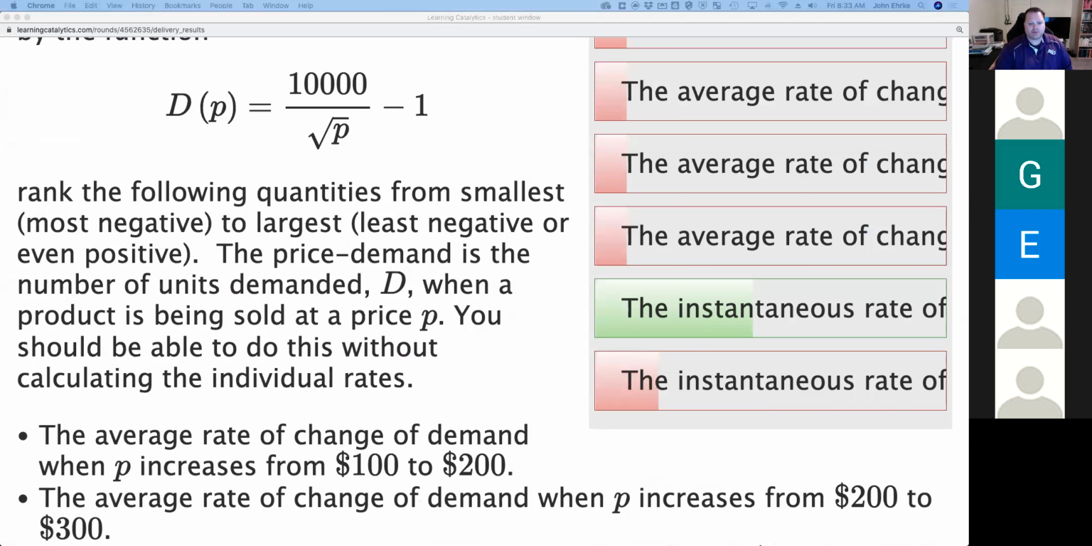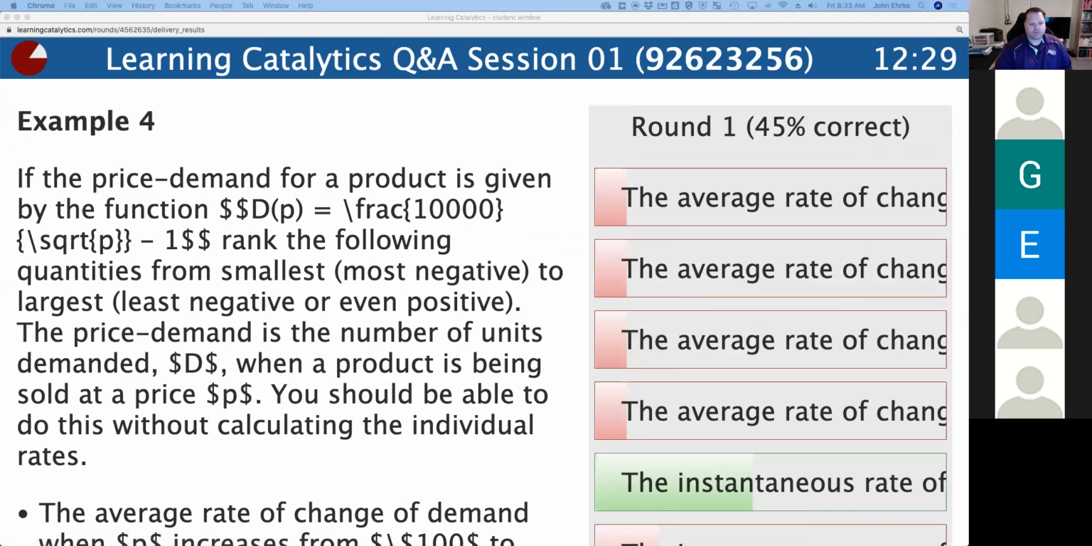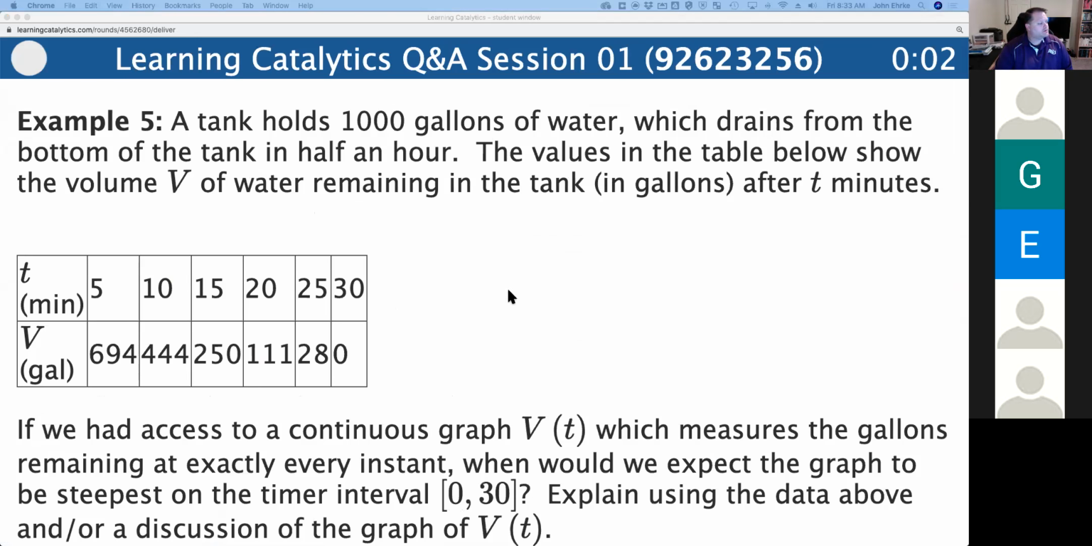So let's look at another one. Here we have a tank that's holding 1,000 gallons of water. And then we have some data. 5 minutes later, the 1,000 gallons is now 694. Another 5 minutes, it's dropped again. Another 5 minutes, it's dropped again, and so on.